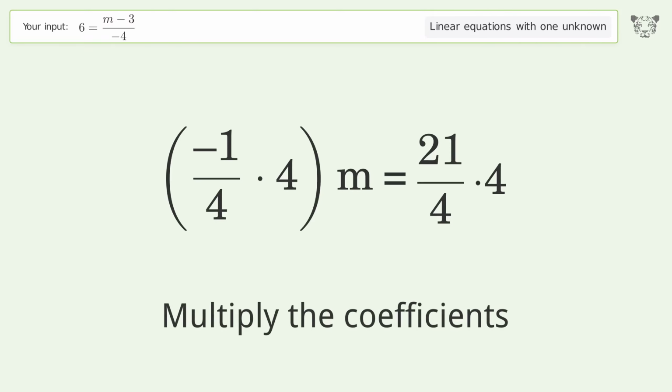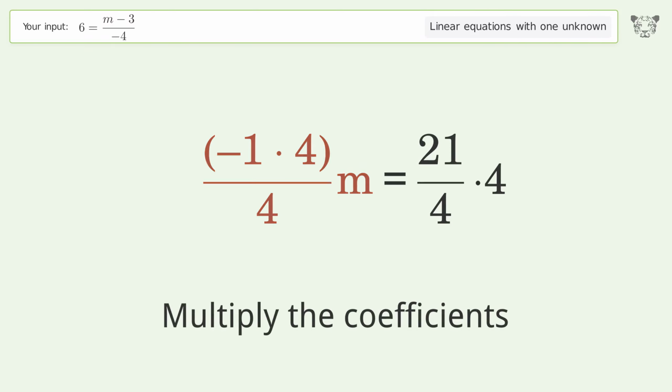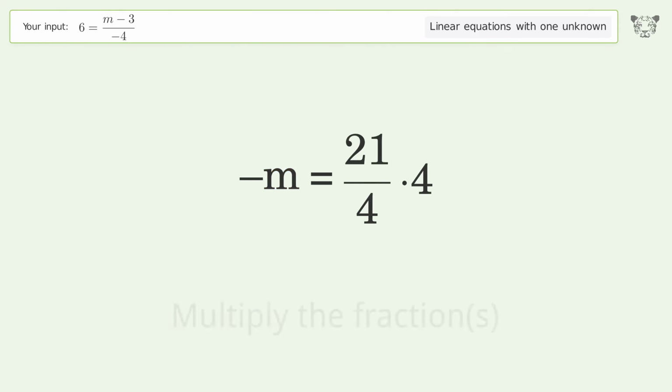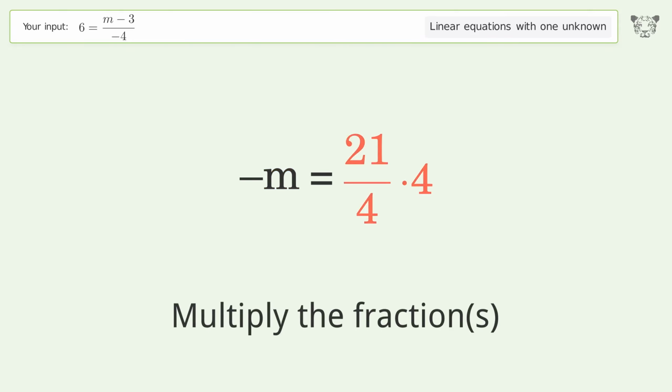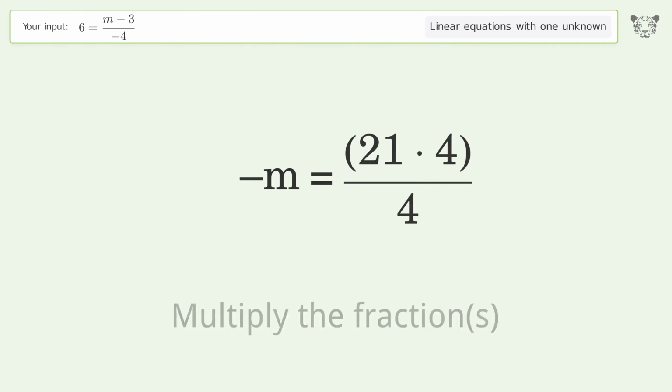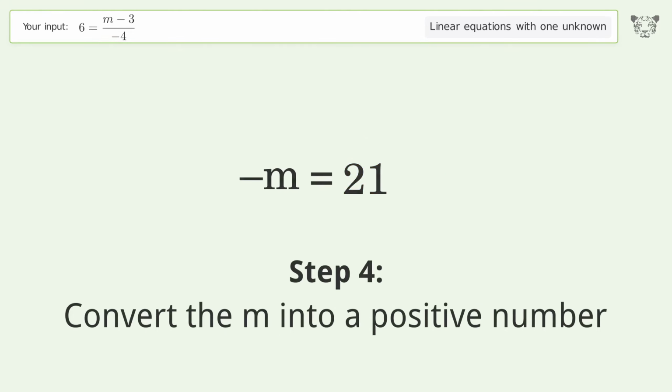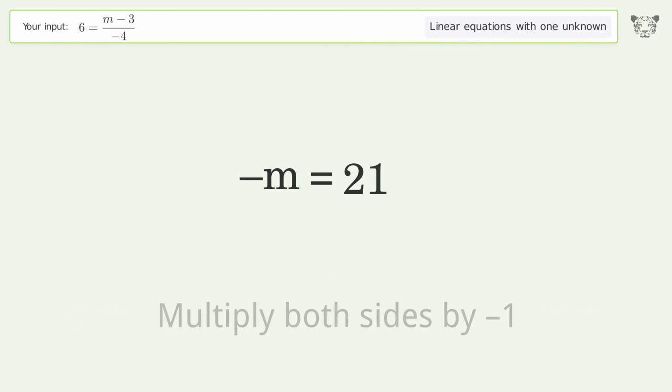Multiply the coefficients. Simplify the arithmetic. Multiply the fractions. Simplify the arithmetic. Convert the m into a positive number. Multiply both sides by -1.